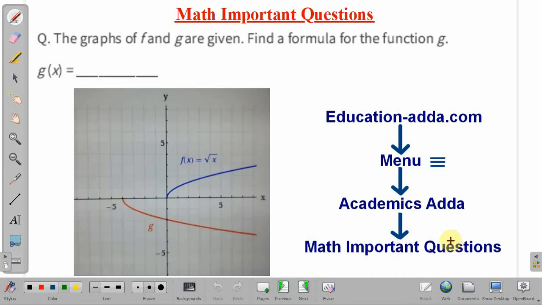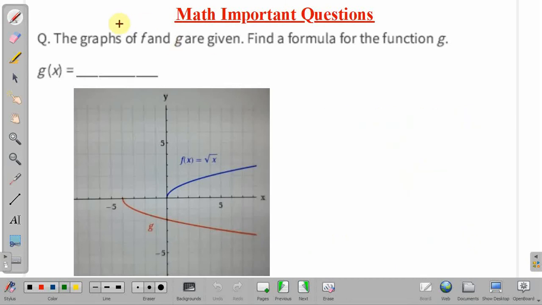So coming back to the discussion, see what is given here. Graphs of f and g are given. You can see here this is a graph of f(x) and this is a graph of g(x). So we have to find a formula for the function g. So we have to find what is g(x).